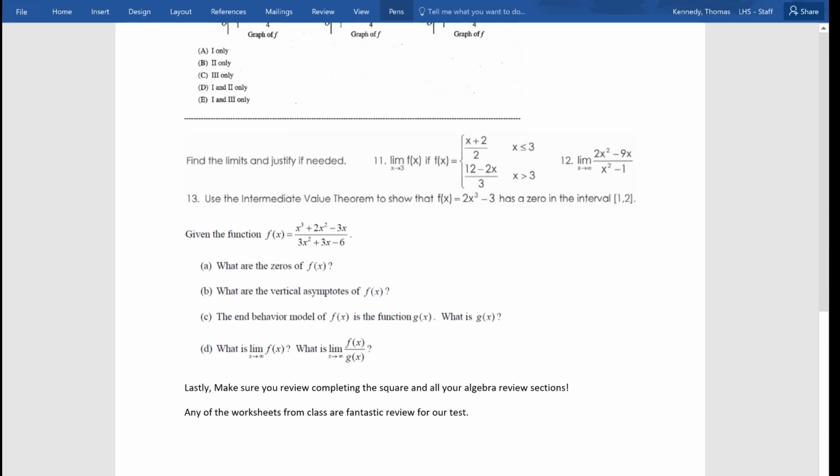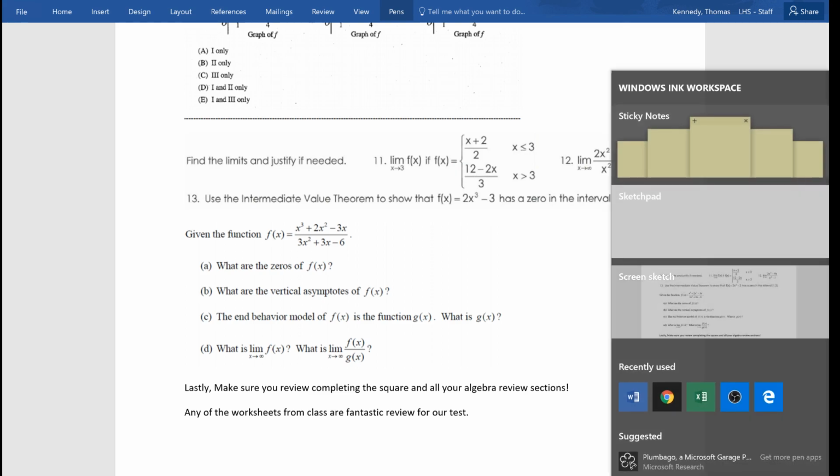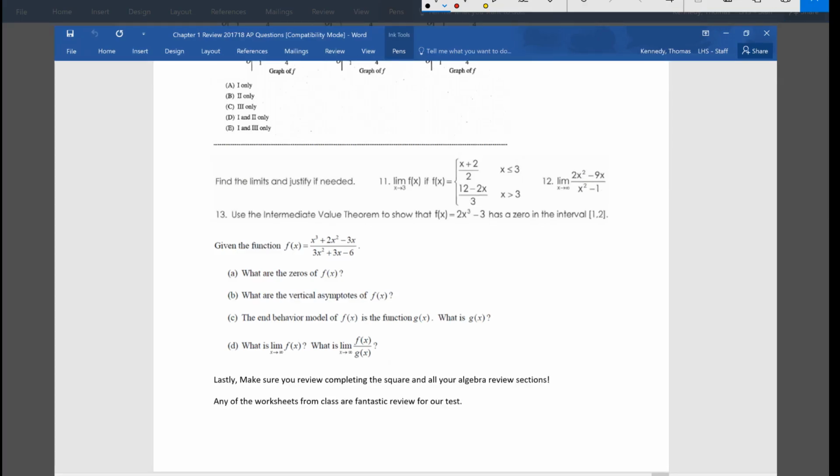Alright. I want to go down here and do this last one, because this question was actually really excellent, in my opinion. So, going back to the screen sketch. What are the zeros of f of x? Zeros are roots or intercepts, so they're where our top is 0. And so we go to our function here and factor this thing out completely, top and bottom. I can factor out a 3 on the bottom, and I can factor out an x right away on the top.